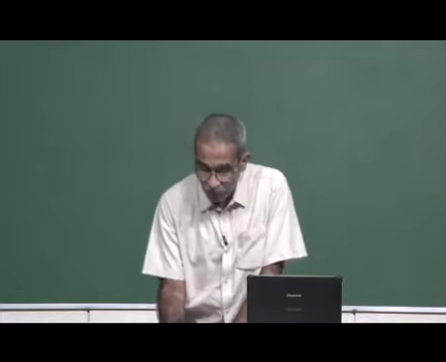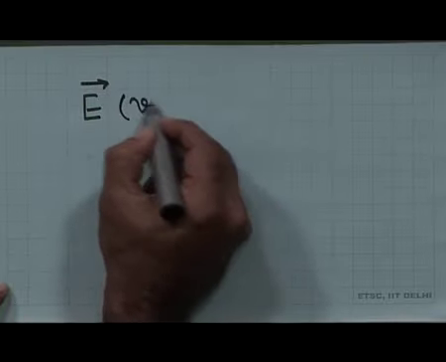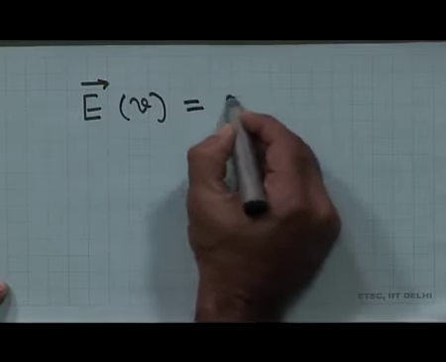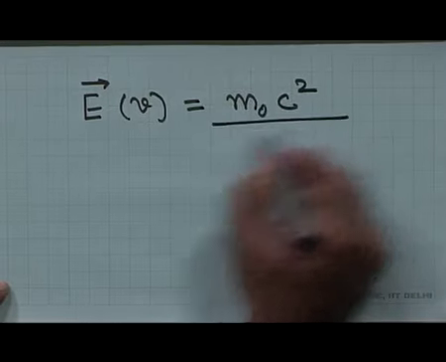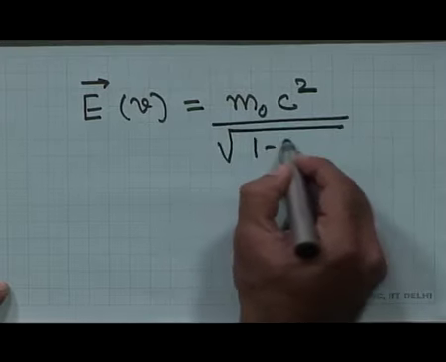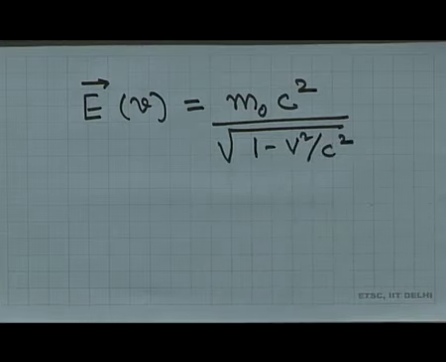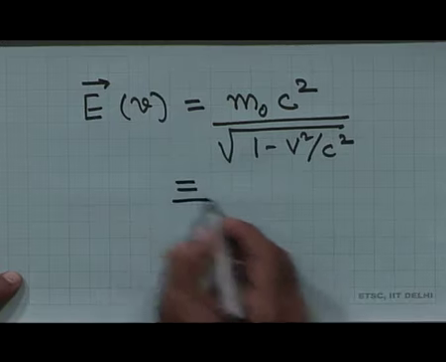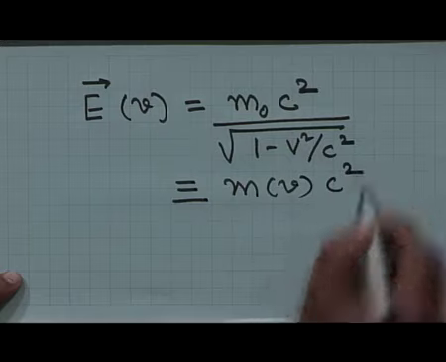And by the same token, my expression for energy as a function of v will now be given by m naught c squared divided by square root of 1 minus v squared by c squared. That is what I have. This is the famous Einstein mass energy relation, E equal to mc squared. So, if you want, I can write it as m of v into c squared.